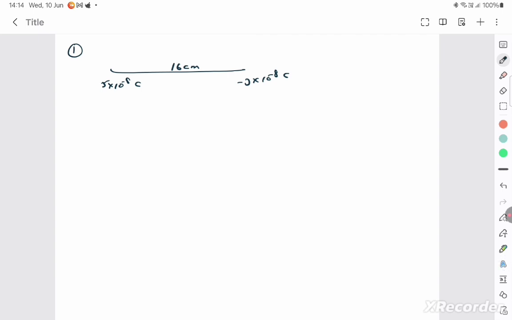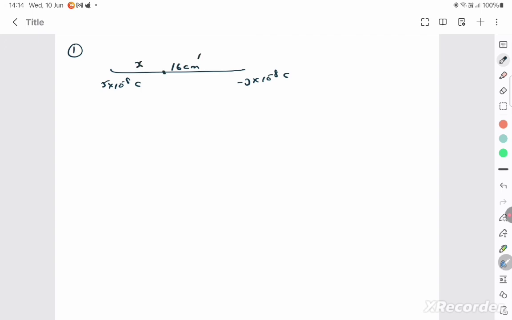Nowhere between a positive and negative charge, the electric field will be zero. So where will the electric field be zero? It will be to the other side of the smaller charge. You can call this distance x and this distance 16. But that's for an electric field, because nowhere between positive and negative can the electric field be zero. But the potential can be zero between positive and negative at some point.